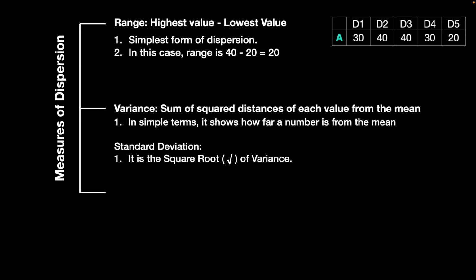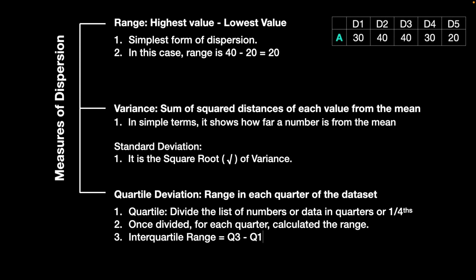Standard deviation, however, falls short when used for highly skewed data. To counter this, we can use the quartile deviation. Quartile deviation breaks the dataset into quarters, and then we calculate the range for each of the quarters, also known as the interquartile range. Now that we've covered the basic definitions and use cases, let's try to see visually how this works.